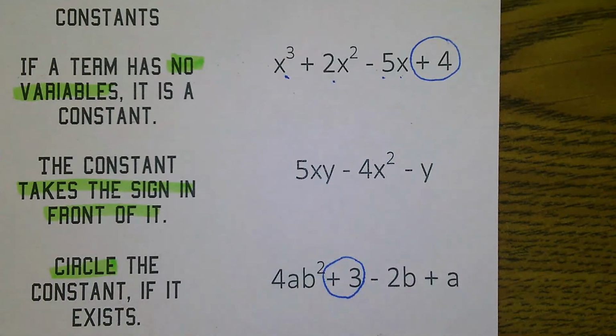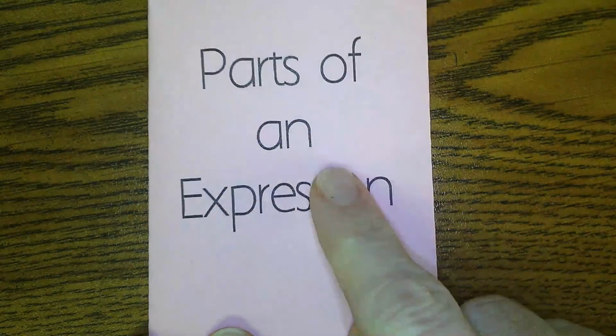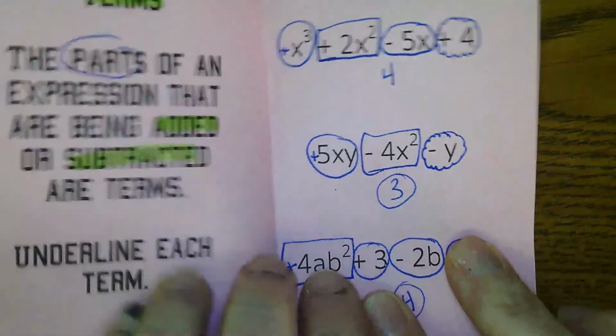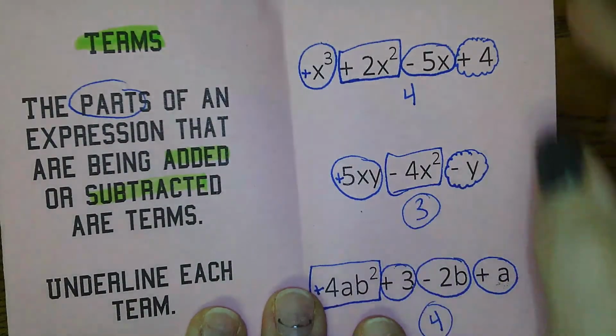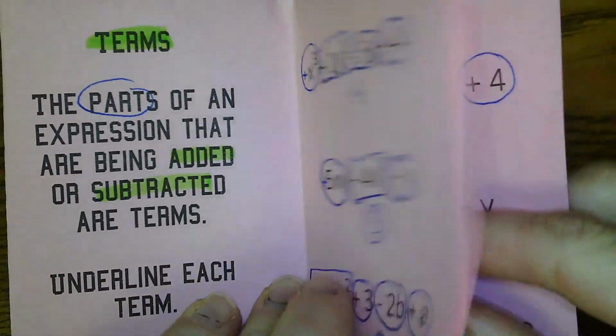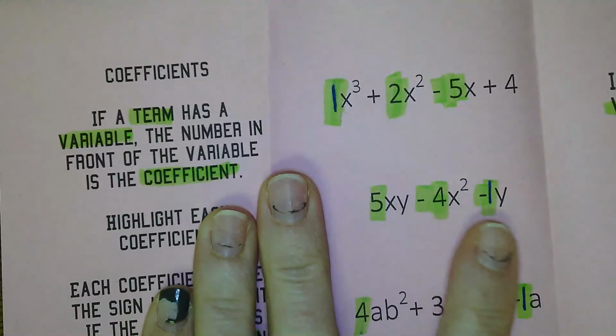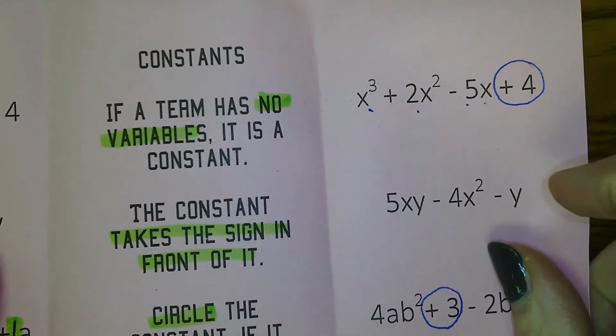I would like you now to take your graphic organizer, fold it in half, and then fold it in half 2 more times so that it folds into a book. Okay, if you did it correctly, you have the cover of the book that says parts of an expression. When I open it up, it would be our examples on the terms. And if I open it up again, we have our coefficients and our constants.